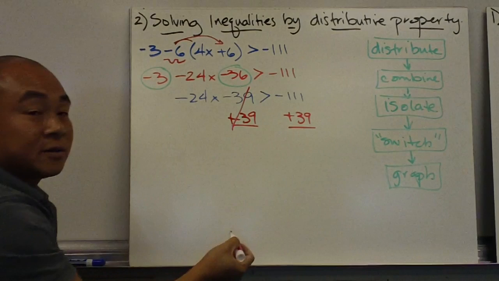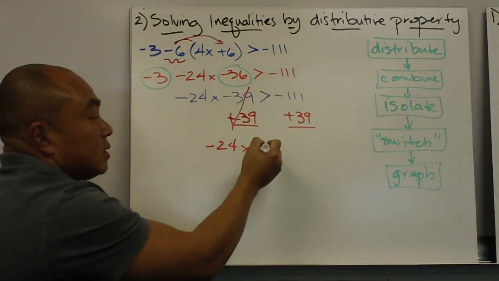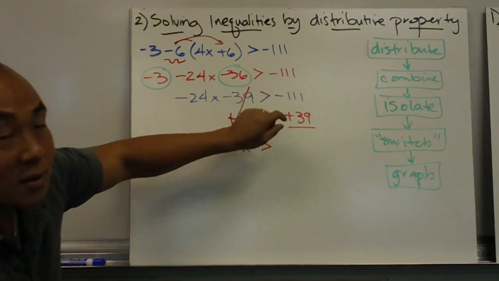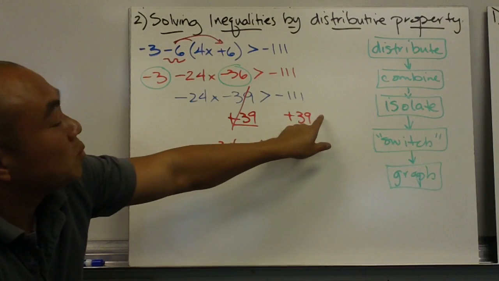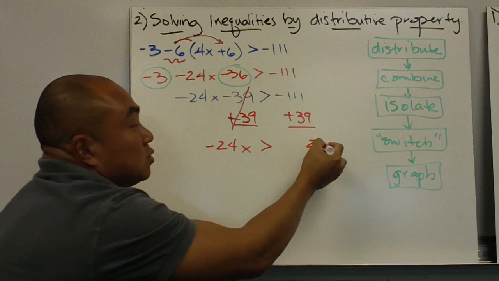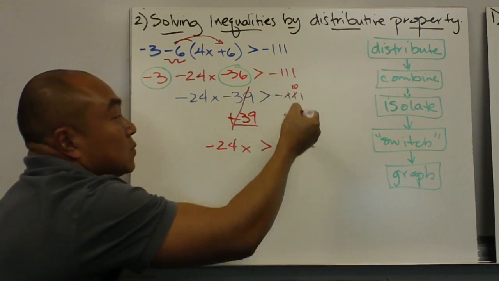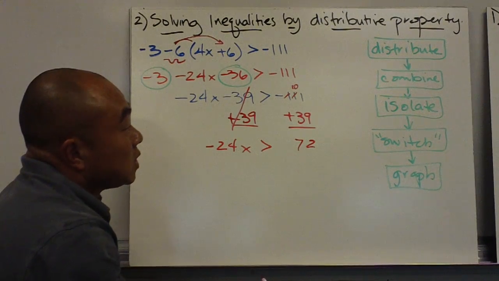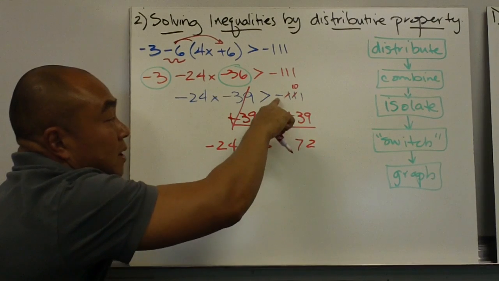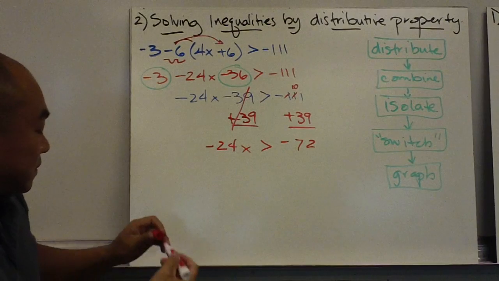Negative 39 plus 39 gives me 0. I now have negative 24x is greater than, and then if I add these together, I'm really actually subtracting them because one's a negative, one is a positive. So that's going to give me 11 minus 9, that's 2. That's going to give me 10, that should be 7, and then that's what gave me that answer right there. So my answer is going to be 72, and then I need to make sure that I kept the sign of that larger value because I have more negatives than I do positives.